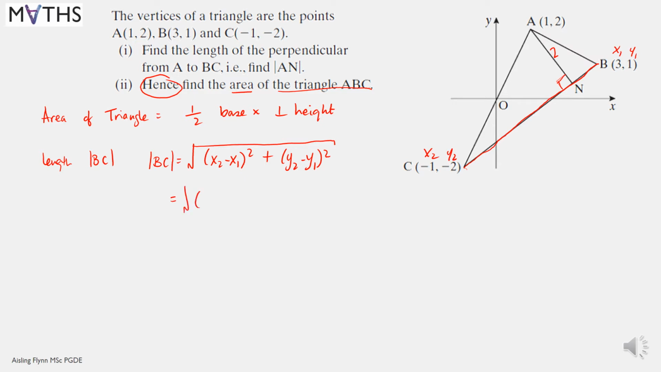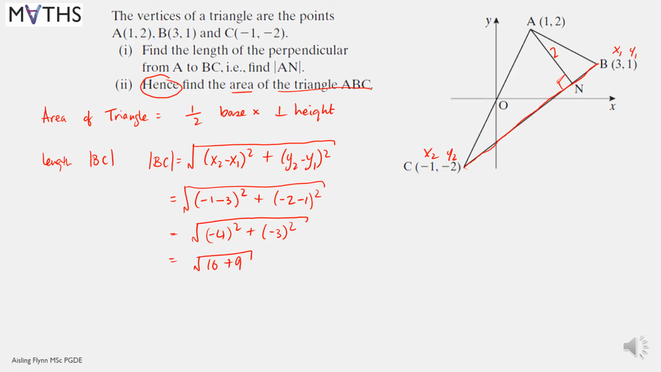Now, for x2, we'll get minus 1 minus 3, to be squared, plus minus 2 minus 1, to be squared, which is the square root of minus 4 squared plus minus 3 squared, which is the square root of 16 plus 9, familiar numbers again, which is the square root of 25. So the length of BC is 5 units.